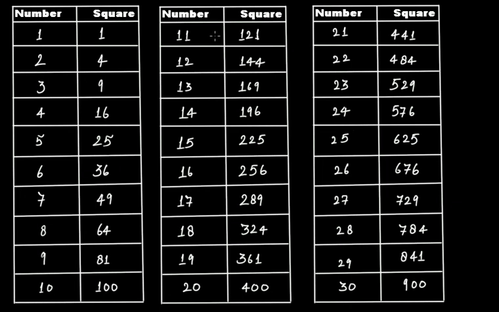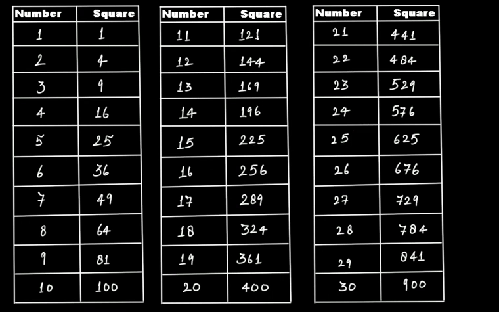Now we have 3 tables here and each of these tables has 2 columns. The first column in each table has numbers and the second column in each table has the perfect squares of these numbers. So the perfect square of 1 is 1, of 2 is 4, of 3 is 9, and so on and so forth. Of 11 is 121, of 15 is 225, and so on and so forth.